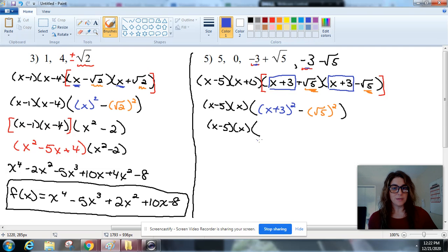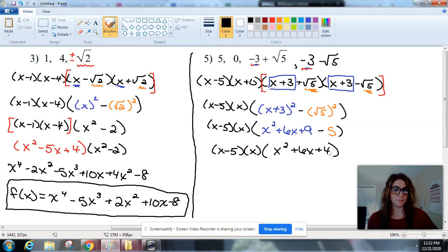Okay. Again, from this point, I want to simplify what I can. So x plus 3, you're going to write it twice and FOIL it. So to save time and save steps, when I multiply that out, you're going to get x squared plus 6x plus 9. Remember, write it twice, FOIL it. Square root of 5 squared, that just drops out. And then I can clean it up. So we get x squared plus 6x plus 4.